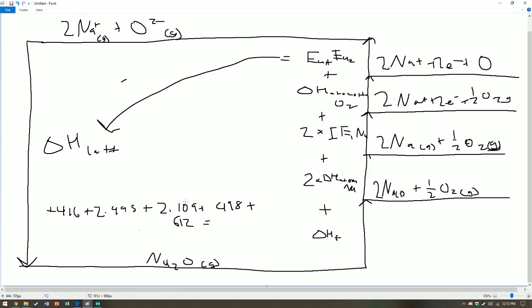That yields us 495 plus 2 times 109 plus 418 plus 612, which yields us a lattice enthalpy of 2,654 kilojoules. And that's our answer.